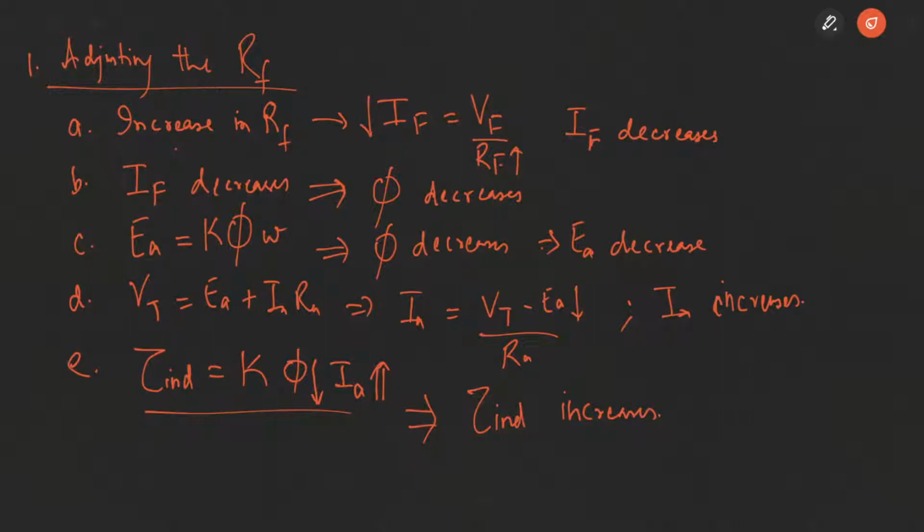What we can see is that the magnitude of change in flux is less as compared to the magnitude of change in the armature current. The armature current has a more dominant effect, and therefore the induced torque is increasing. We can use a simple example to illustrate how the decrease in flux is less as compared to the increase in armature current.